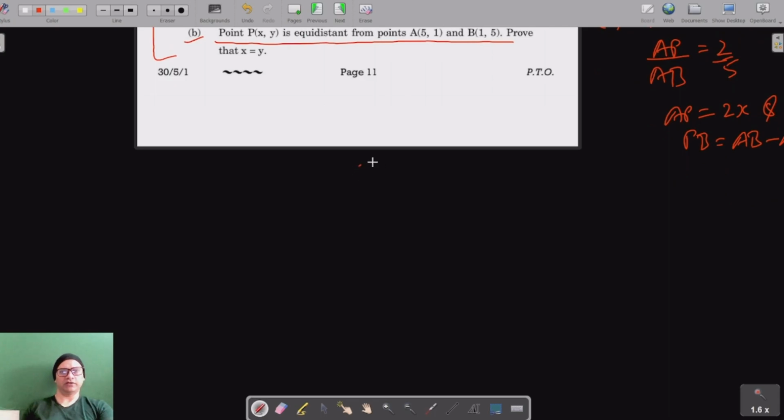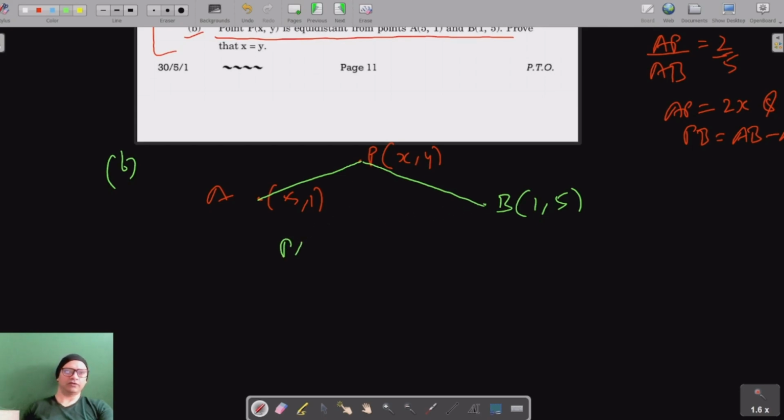B. So let's say this is point P, which is equidistant from point A, 5 comma 1, and this is B, 1 comma 5. The distances from P are PA and PB. So it's given that PA is equal to PB.